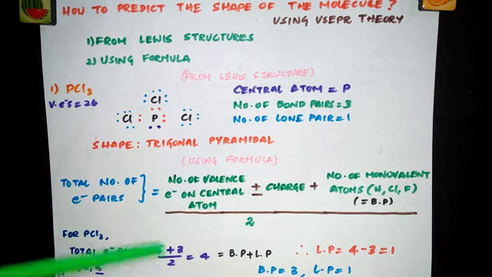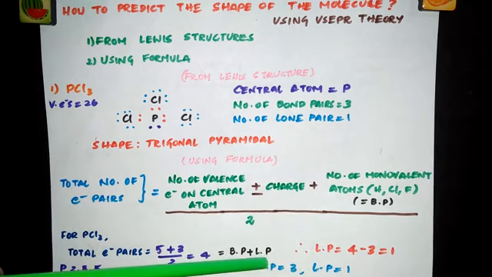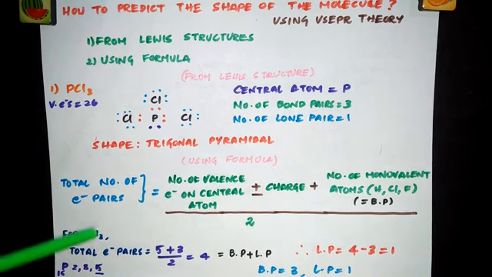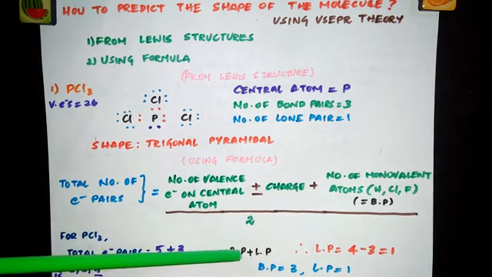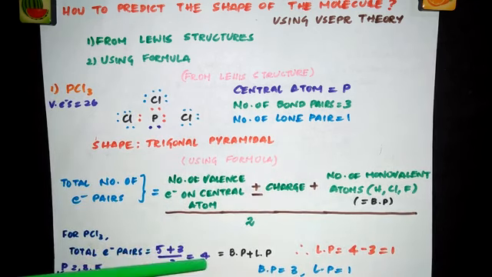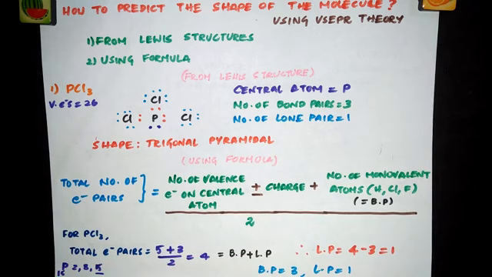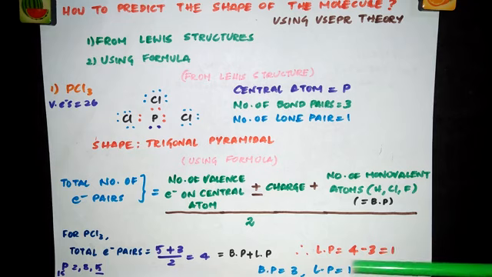And we know the total electron pairs is the total number of bond pairs plus lone pairs. So we have the total electron pairs to be 4. How many bond pairs? Just by looking at this structure, the total number of atoms bonded to the central atom gives you the bond pairs. So there are 3 bond pairs. So bond pairs is equal to 3. So 4 is equal to 3 plus lone pairs. So lone pairs will be equal to 4 minus 3, which gives you 1 lone pair. So total number of bond pairs is equal to 3, and lone pairs is equal to 1.